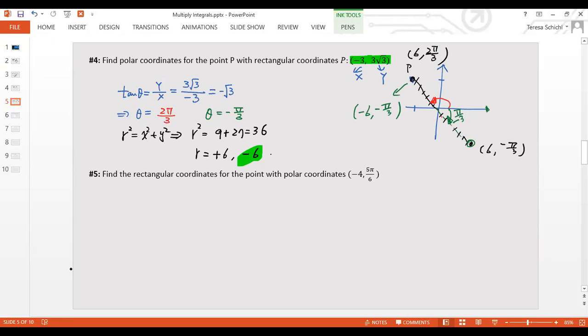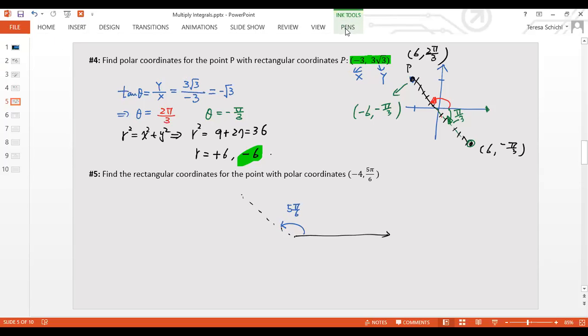Okay, now let's take a look at problem number 5 here. They tell you to find the rectangular coordinates with the polar coordinates negative 4, 5 pi over 6. So now let's take a look at what this one is going to look like. The first one's here, 5 pi over 6, so it will be 150 degrees. So I swing the 5 pi over 6.